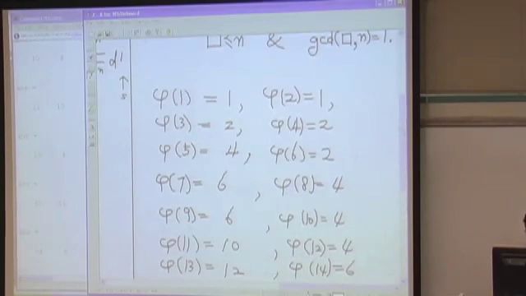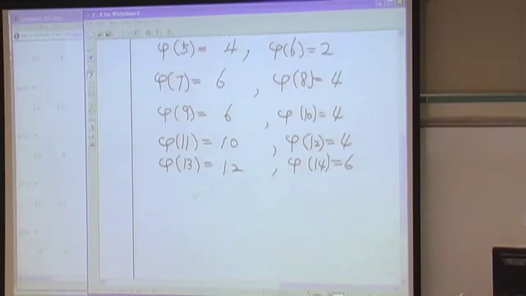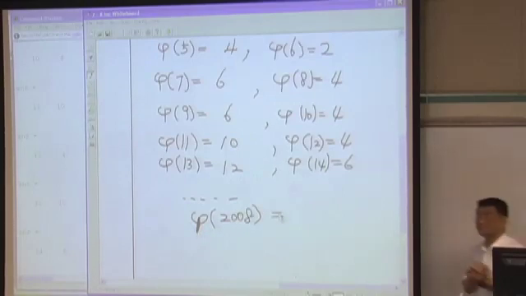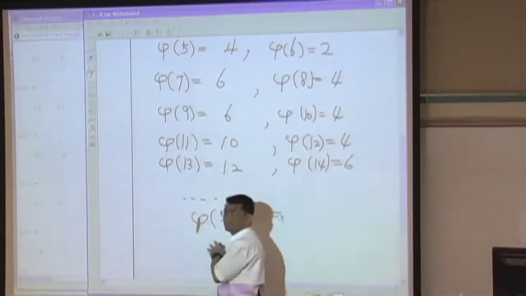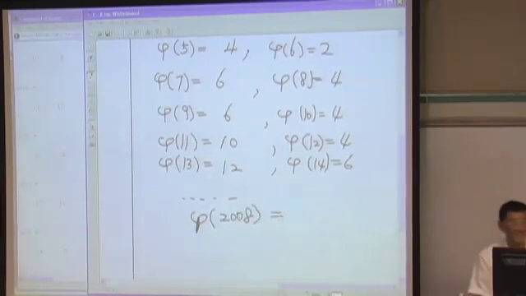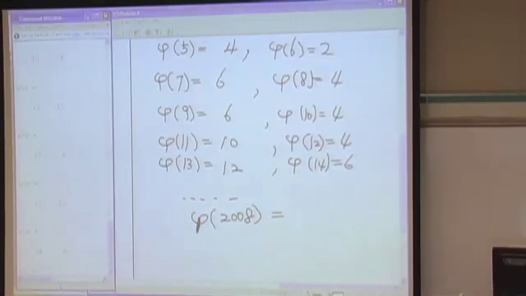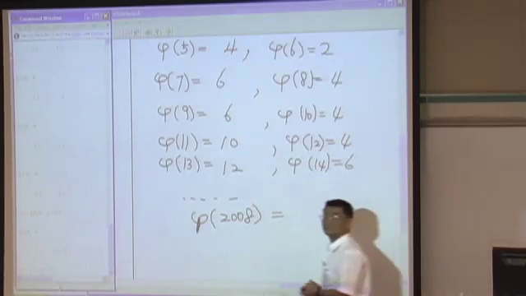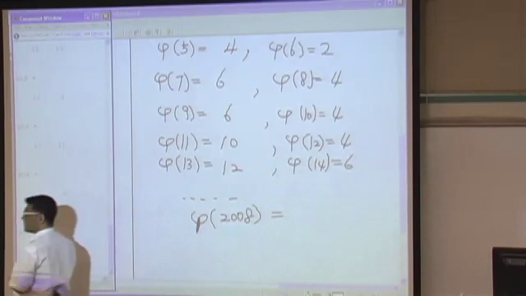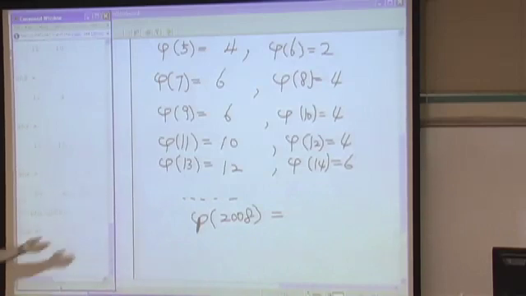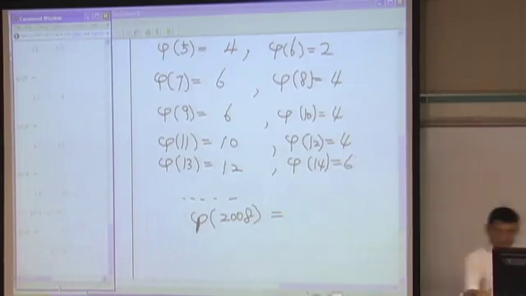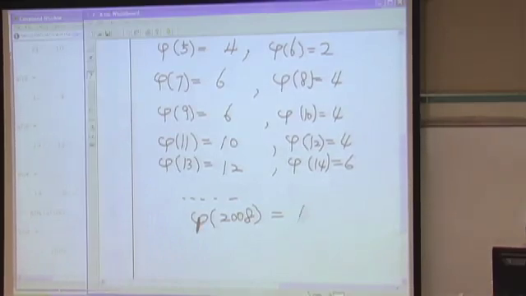So this is a question that is interesting. What year is it now? Year 2008? So can you guess the result? No, you cannot. So phi of 2008. It's a millennium, right? This year is the Euler millennium.